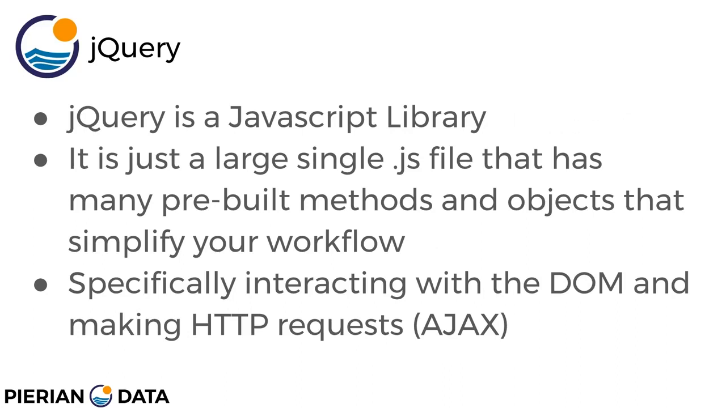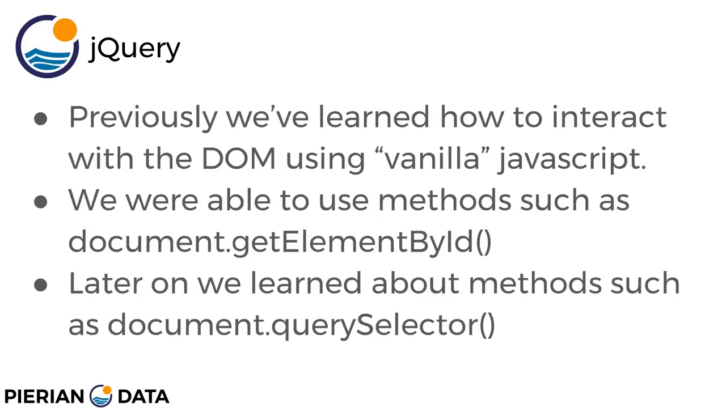So what is jQuery? Well, jQuery essentially is just a JavaScript library, and it's a large single .js file that has many pre-built methods and objects that really simplify your workflow, specifically when you're interacting with the document object model and making HTTP requests through the use of AJAX, which we're going to talk about when we talk about Django later on.